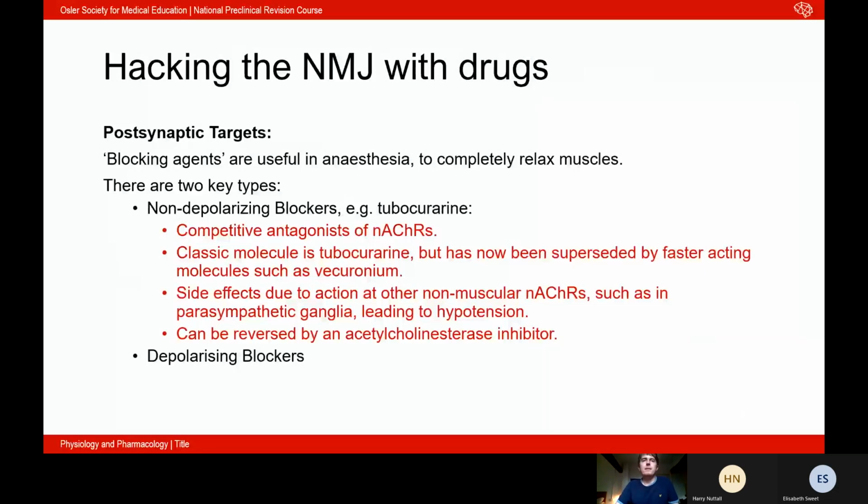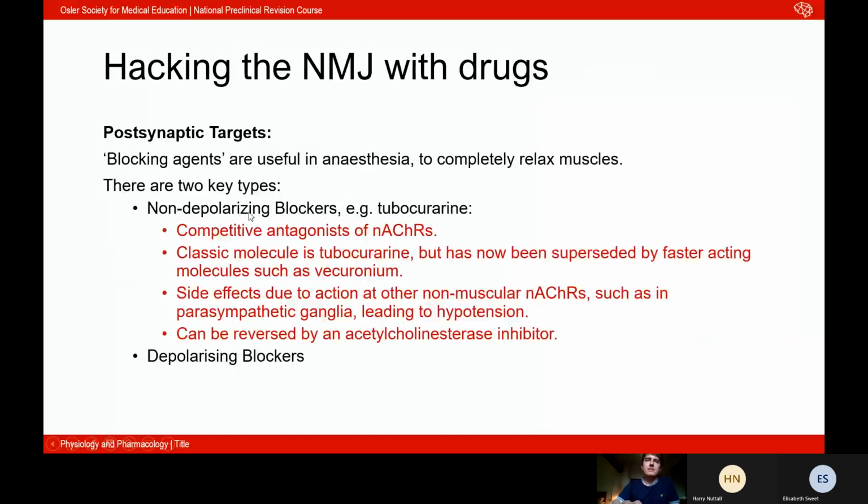So targeting the postsynapse is an important target for thinking about anesthesia, because in anesthesia we need to completely relax the muscles. We don't want muscles contracting and getting in the way of any surgical interventions or breathing apparatus and things. As part of that, there are two key types of molecules that interact with the postsynapse to try and relax the muscles, and interestingly they have antagonistic effects. We've got non-depolarizing blockers and depolarizing blockers.